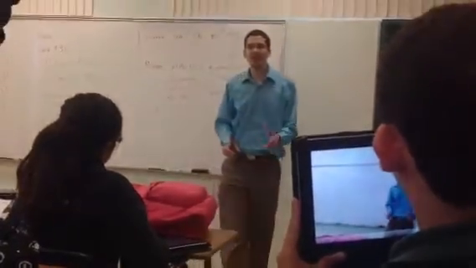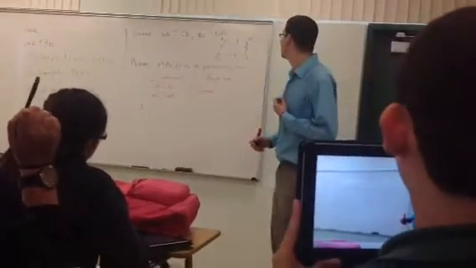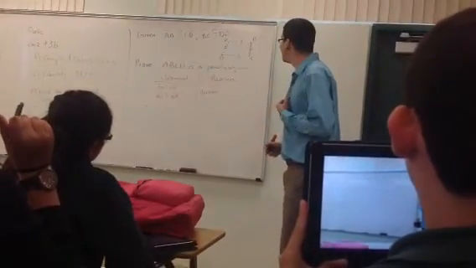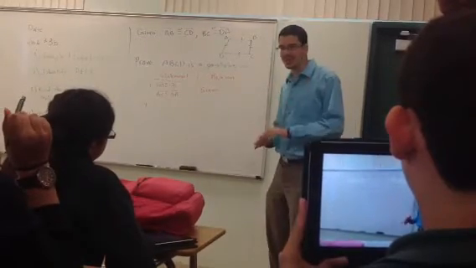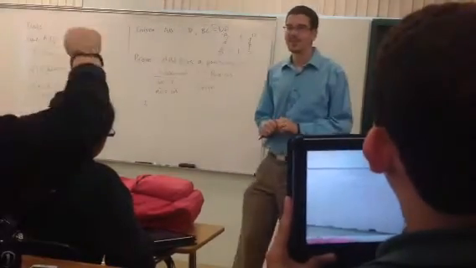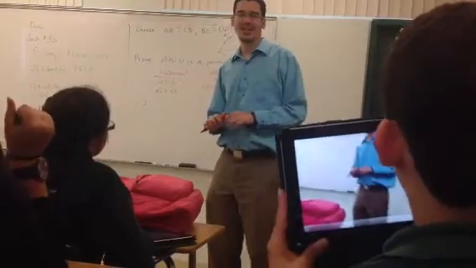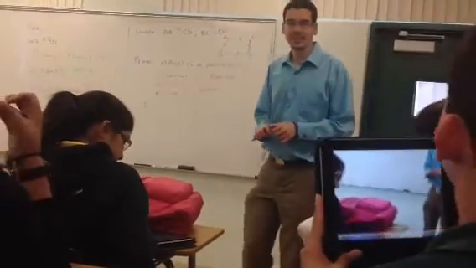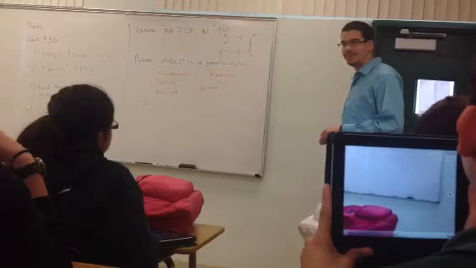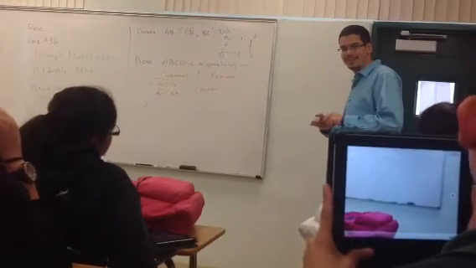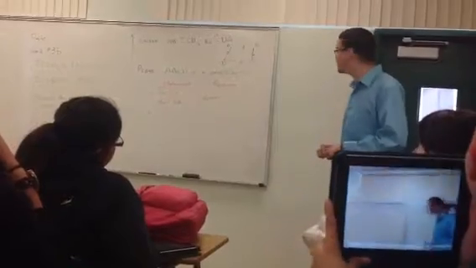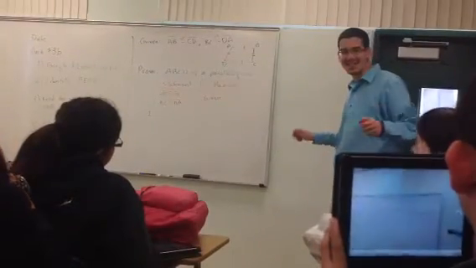What else do we know? Angle ADC is congruent to angle ABC. That's angles congruent. That's not going to help us yet. Opposite sides parallel, right? That's what we wanted to prove. That's not telling us this.